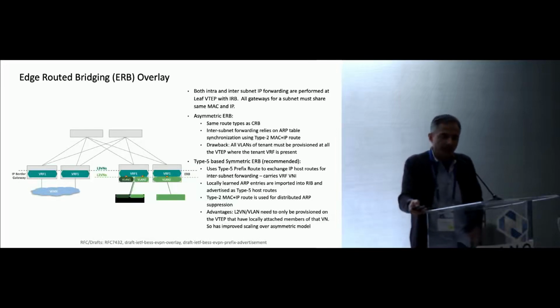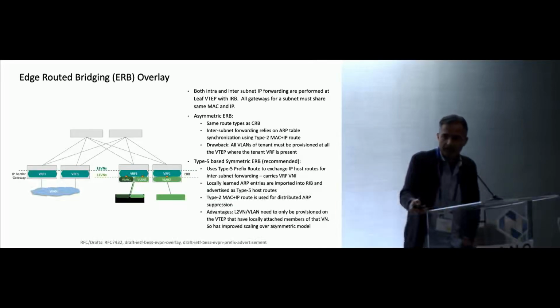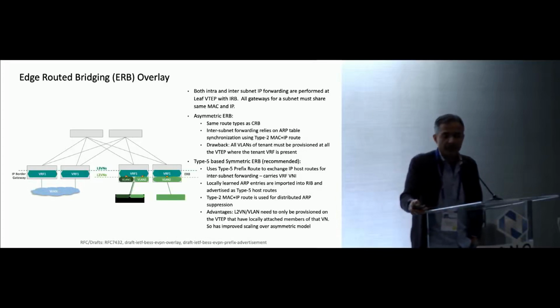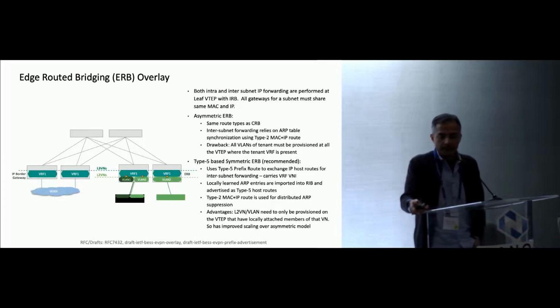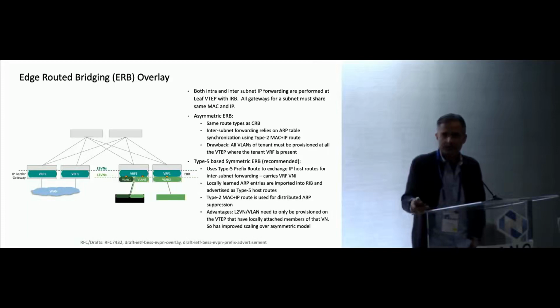Basically, how this works is that the IPs from the locally learned ARP entries are imported into the RIB and advertised as type 5 host routes. And they're imported by all of the VRFs of a tenant. By the way, the type 2 MAC plus IP route is still used, but it's used for ARP suppression. Now, the advantage of the symmetric approach is that you don't need to configure the VLAN of the tenant everywhere where the VRF of the tenant is configured. And that means it's much more scalable.